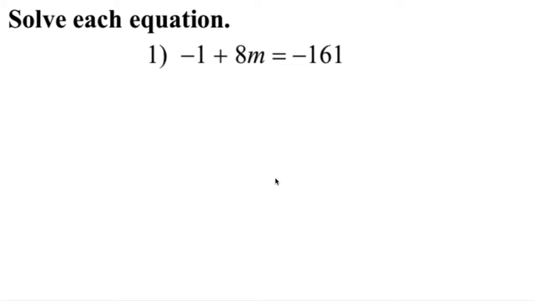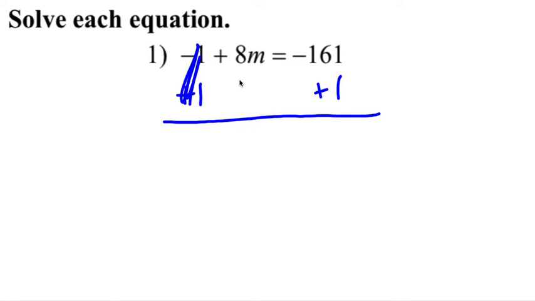So we move the number that does not have a variable. That means getting rid of this -1. So I will add 1 to both sides. Add 1 to both sides. -1 plus 1 is 0. They cancel out. I'm going to bring down the 8m equals -16, 1 plus -161 is -160.